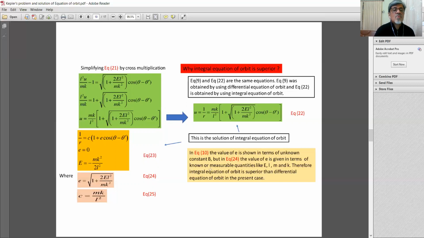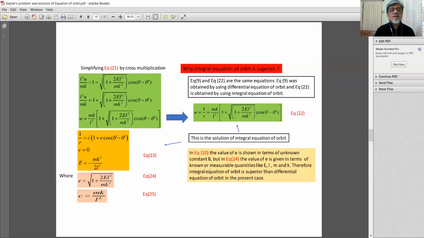So L²u/mk − 1 is equal to the square root of 1 + 2EL²/mk², square root over, cos(θ − θ'). Then L²u/mk is equal to, taking 1 on the right hand side, 1 plus the square root term, cos(θ − θ'). Then we can write it for u. So if we write for u, the other term goes on the right hand side. So it is mk/L² in a bracket, 1 plus the square root term, cos(θ − θ').